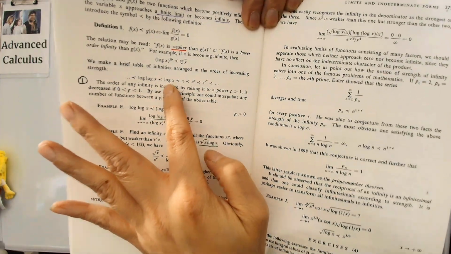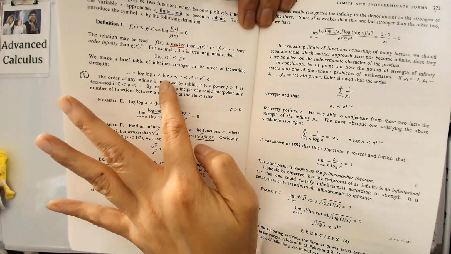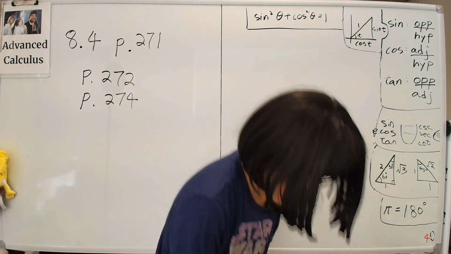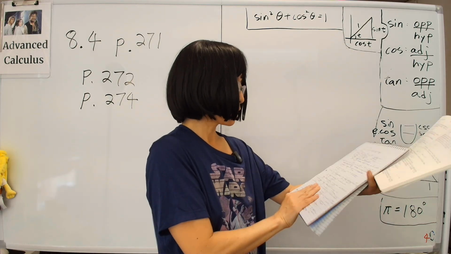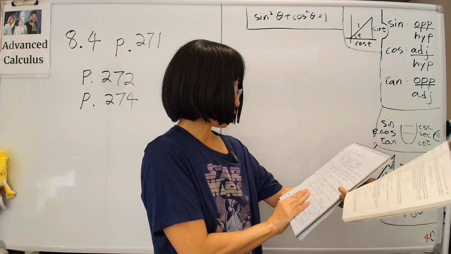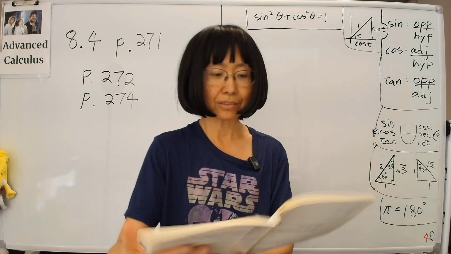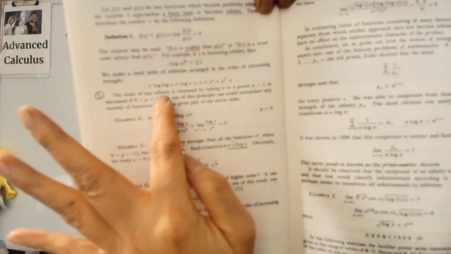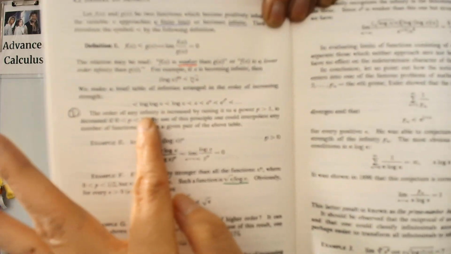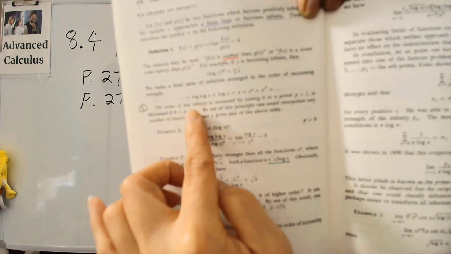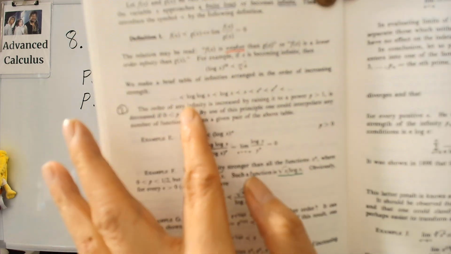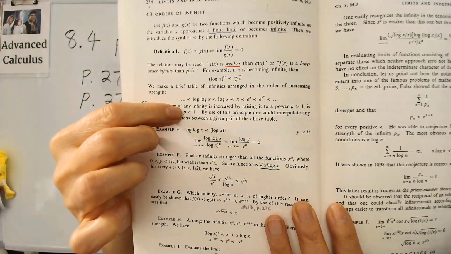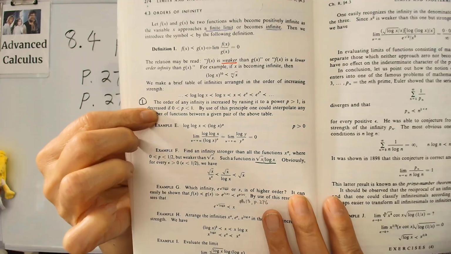Okay, we have log of x is weaker than x. All these square roots are confusing me. The statement is this sentence right here, which I want you to bear in mind: the order of any infinity is increased by raising it to a power bigger than 1, and is decreased by raising it to a power less than 1.